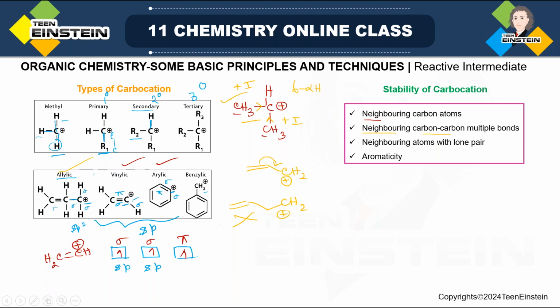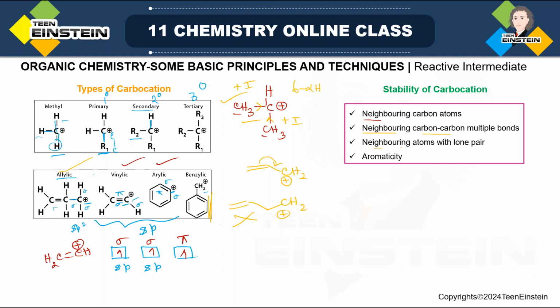So in this way, if there is a carbon-carbon multiple bond, it may be a CC double bond, or it may be benzylic, where you have a benzene ring directly attached to the CH. So for benzylic and allylic, because of neighboring carbon-carbon multiple bonds, that is CC double bonds, you can have this type of resonance, and that is the reason for its stability.